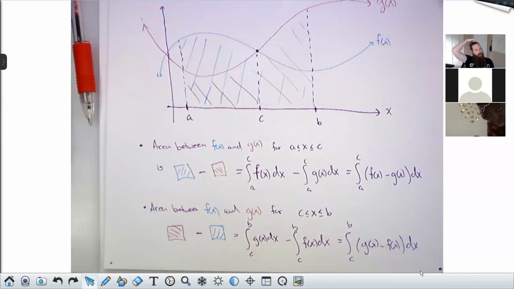Your book has another way of writing this. They say you take the absolute value of f minus g and integrate that. But in practice, the way you do that is by splitting it up into these cases here. So this is the easier way to think about it. So this is our jumping off point. Let's look at an explicit example.